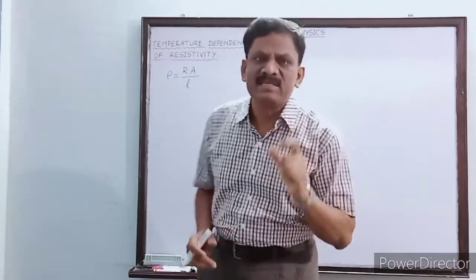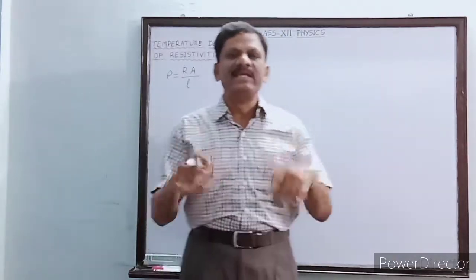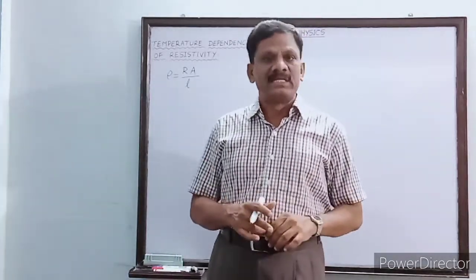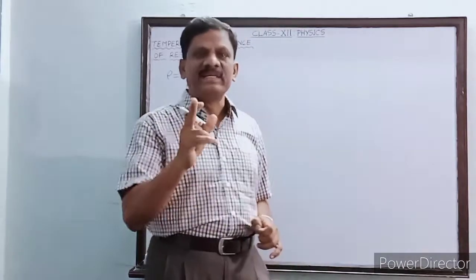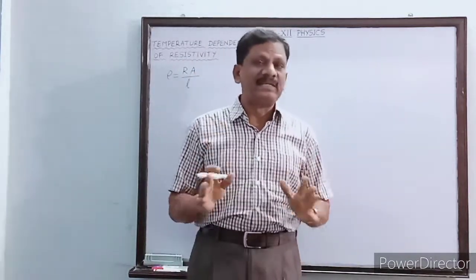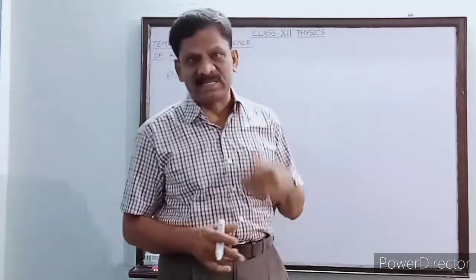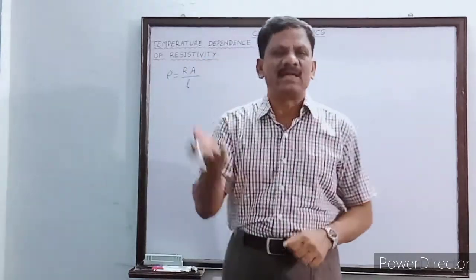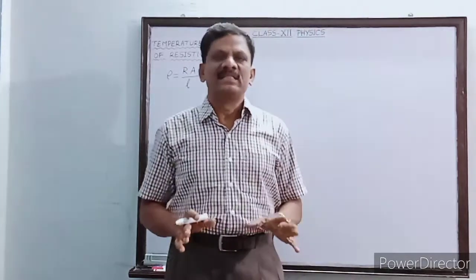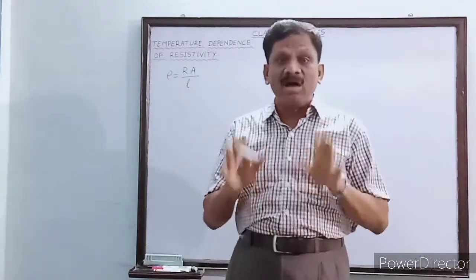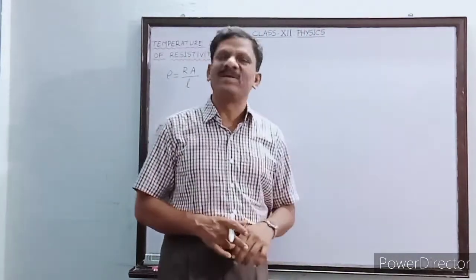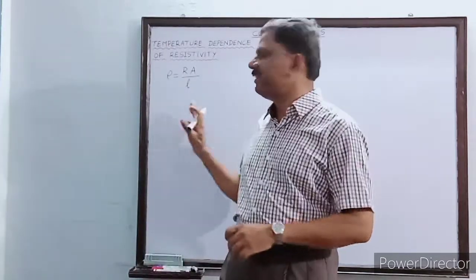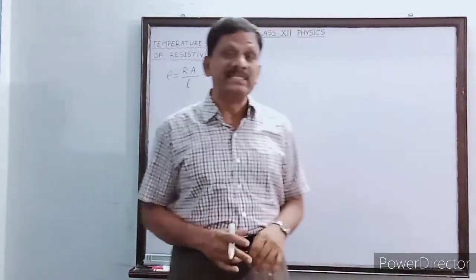What does it mean when I say rho is a constant? It is independent of the changes taking place in its length and area of cross section. But rho is constant only if the temperature is constant. Only at constant temperature the specific resistance or the resistivity of the material will be a constant. Suppose the temperature is either increased or decreased, in both cases the resistivity of the material will also change. That is very important information. So today we are going to study how the resistivity of any material is going to change with the changes in temperature.